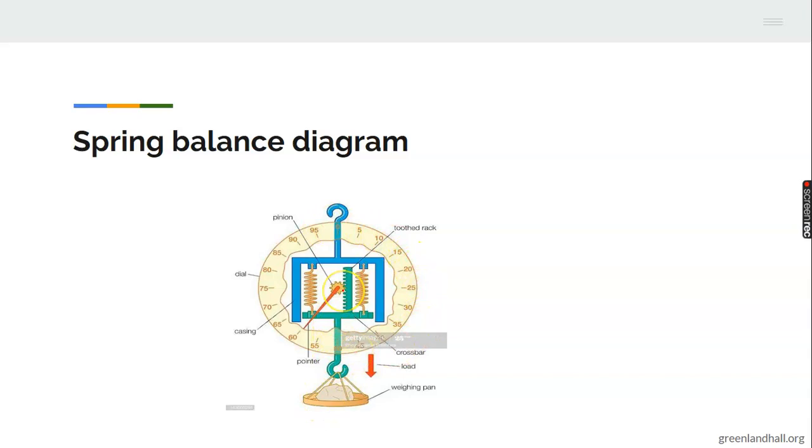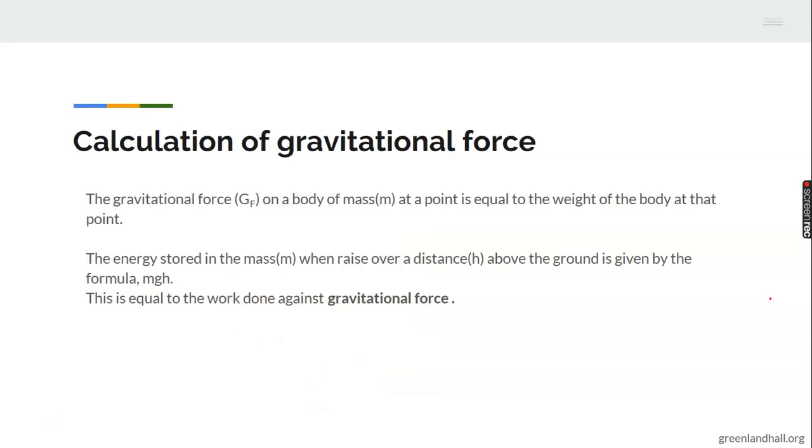So looking at this, there's a force pulling the object down. That's called mg, mass times gravity, because the force of gravity always pulls the load down to the earth. So here you have forces downward. So you see the load being pulled downward. That's the force of gravity. And this is the hanger from which the spring balance is hung.